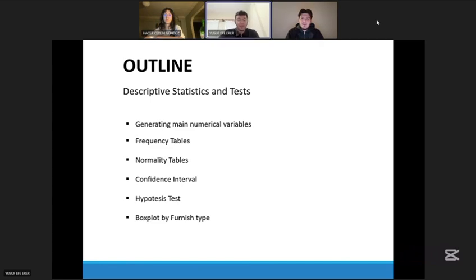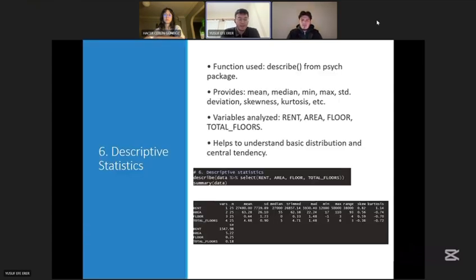Hi, let's begin with the descriptive statistics of the cleaned dataset. We analyzed numerical variables such as rent, area, floor, and total floors using the describe method. This provided essential metrics like mean, median, standard deviation, and skewness. Understanding these central tendency and variability measures helped us form an initial idea of the dataset structure before proceeding to deeper statistical tests.